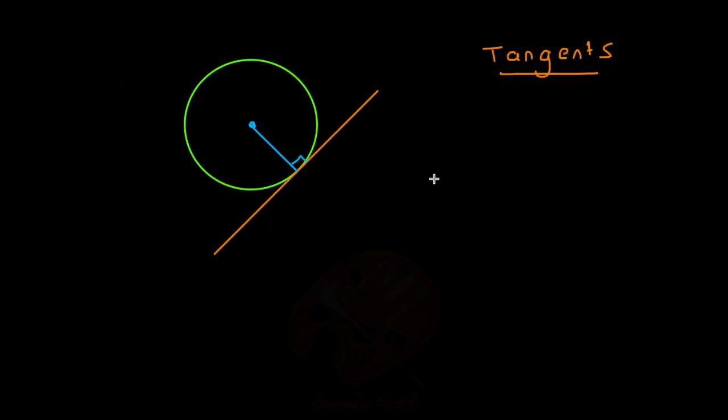Now let's look at tangents to a circle. A tangent in this case is a line that touches a circle at right angles to the radius. So it would be something like this orange line here. You might be asked a question or two about the tangent, so let's look at those.